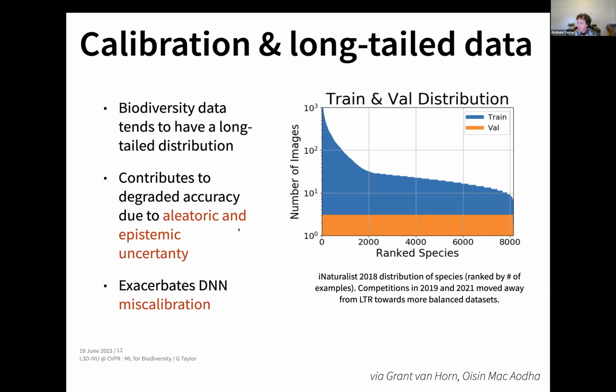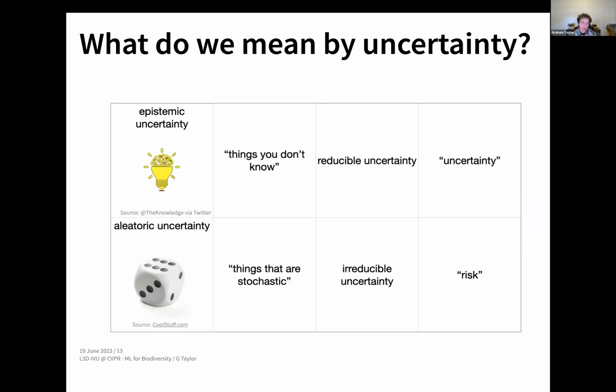And the nature of the data tends to contribute to different types of uncertainty. There's aleatoric and epistemic uncertainty. I'll elaborate on that in a moment. Also, the nature of the data exacerbates these problems of calibration using deep neural nets, including vision architectures. So just to dig into the uncertainty a bit more, there's epistemic uncertainty, which we often refer to as things you don't know, and we call it reducible because if we collect more data, we're often able to improve on and reduce this type of uncertainty. Sometimes we just call this the uncertainty, and the other type of uncertainty, which we call the risk, is also known as aleatoric uncertainty.